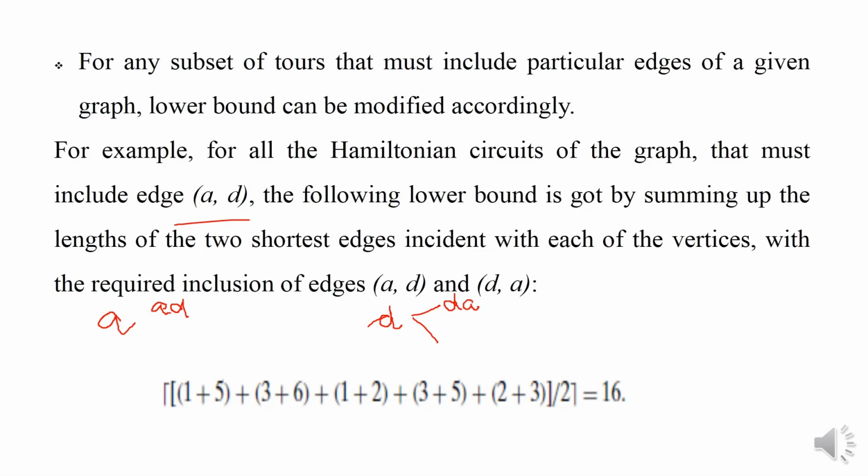So if we calculate, then we will get lower bound is equal to, for vertex A, the edge AD has to be there. That is why we get 1 plus 5 plus 3 plus 6 plus 1 plus 2 plus, for vertex D, apart from the shortest distance, we also have the edge DA, plus 2 plus 3, divided by 2, which gives us the value 16.